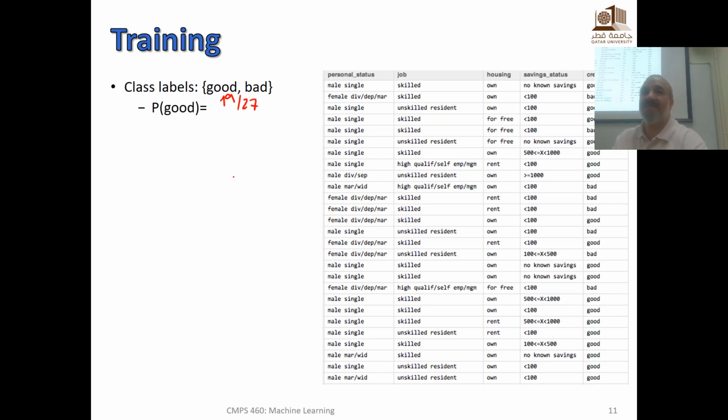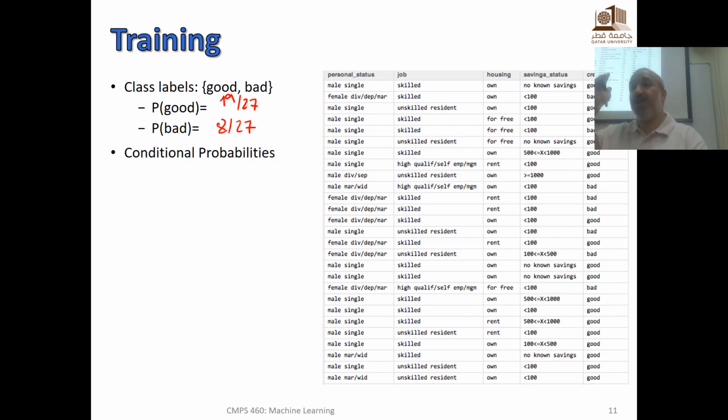Any question about that? How about bad? The rest, right? 8 over 27. Okay, these are the easiest ones, and the others are also easy, but this is maybe a bit easier. So what are the others? For example, the conditional probabilities.